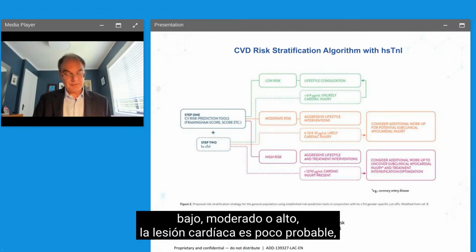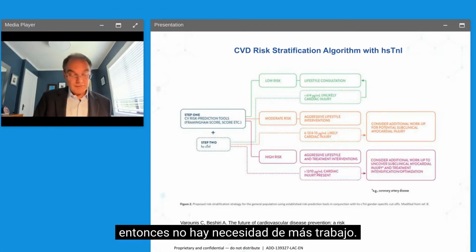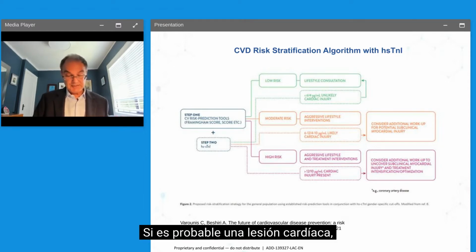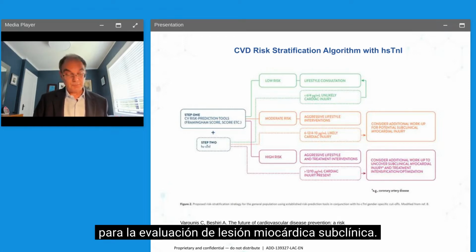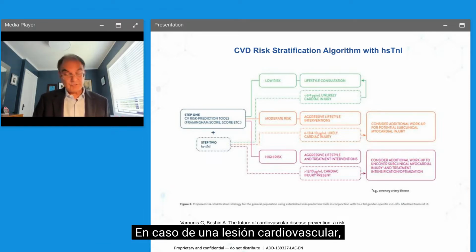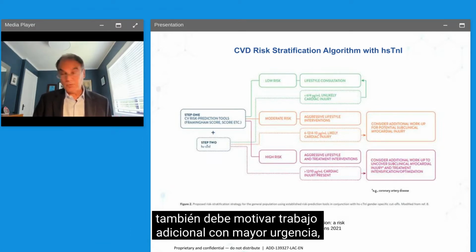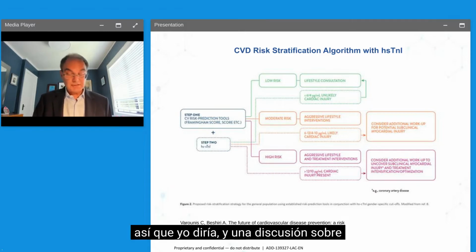So then, if in each of these groups, low, moderate, or high, cardiac injury is unlikely, then there's no need for further workup. If cardiac injury is likely, this should prompt additional workup, such as a stress test or nuclear perfusion test for assessment of subclinical myocardial injury. If cardiac injury is present, this should also prompt additional workup, more urgently so, I would say, and a discussion about treatment intensification.